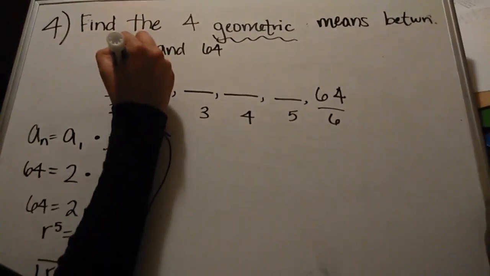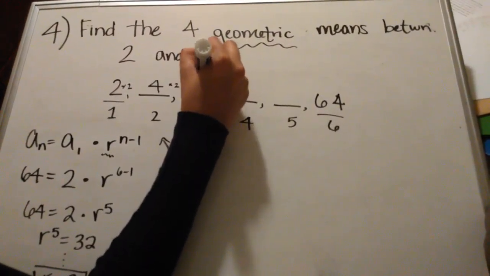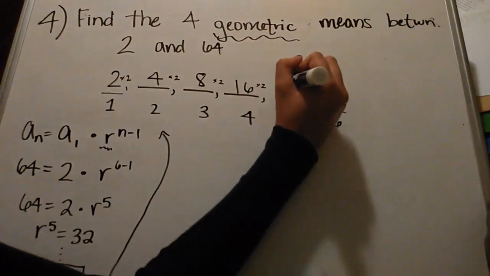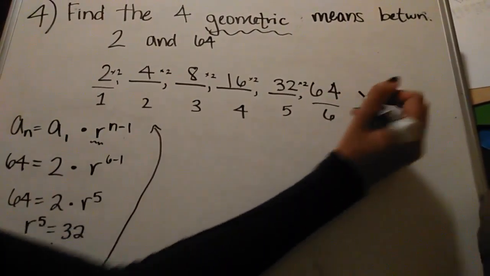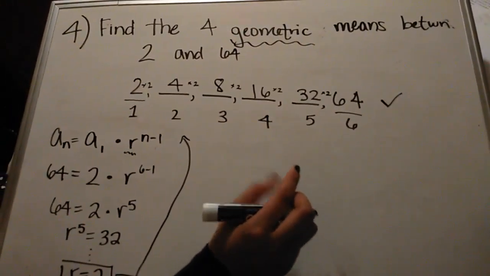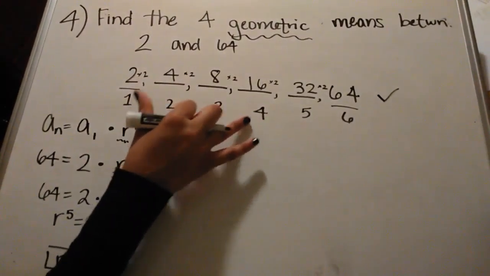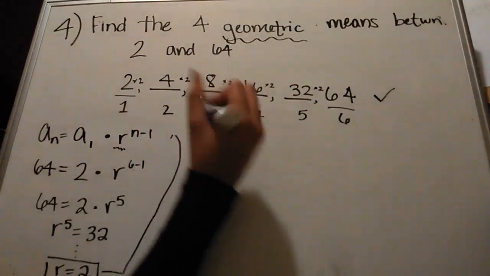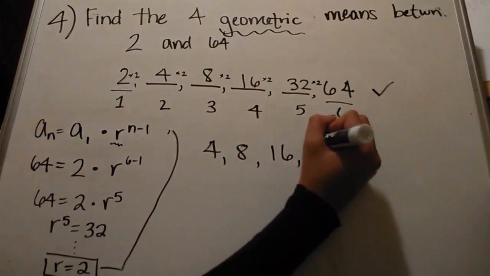So that means 2 times 2 equals 4, times 2 equals 8, times 2 equals 16, times 2 equals 32. And 32 times 2 equals 64. So that means we have solved this problem correctly. In the context of this problem, this means that the four geometric means, the four terms in between 2 and 64, are 4, 8, 16, and 32.